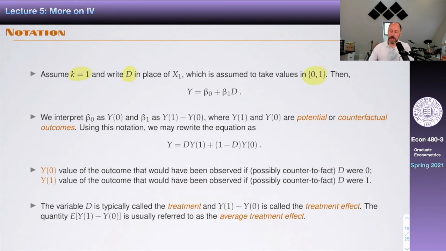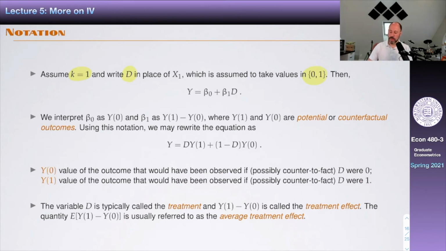We're going to have y is beta 0 plus beta 1 times d. And then beta 0 here is going to be y0. Beta 1 is going to be y1 minus y0, where this y1 and y0 are the so-called potential or counterfactual outcomes that we described before. So y0 is the value of the outcome that would have been observed if, possibly counterfactually, d were set to 0. And y1 is the value of the outcome that would have been observed if, possibly counterfactually, d were set to 1.